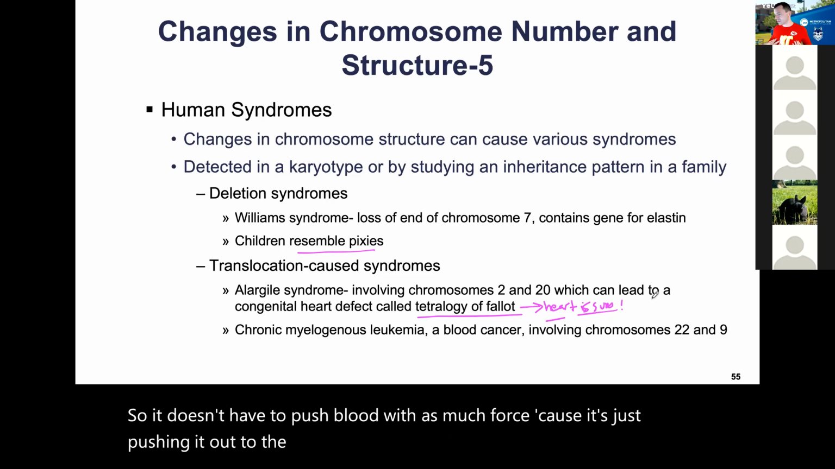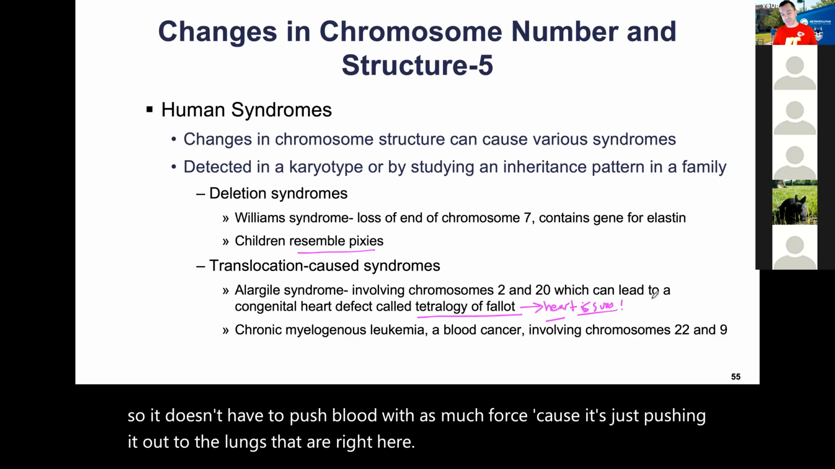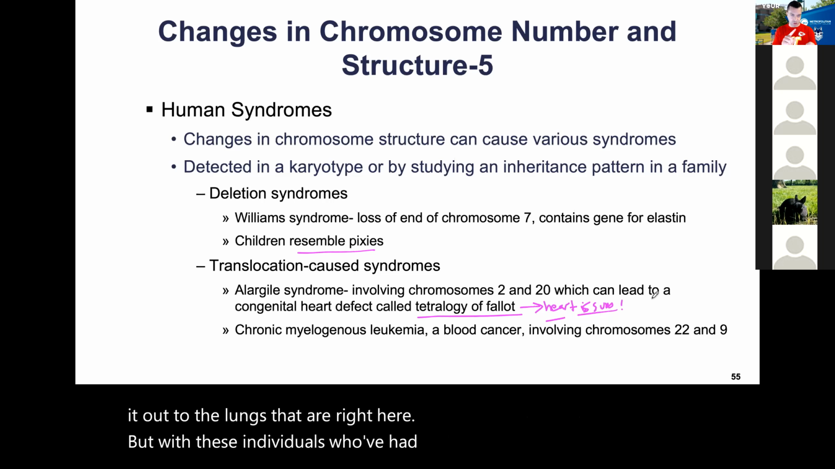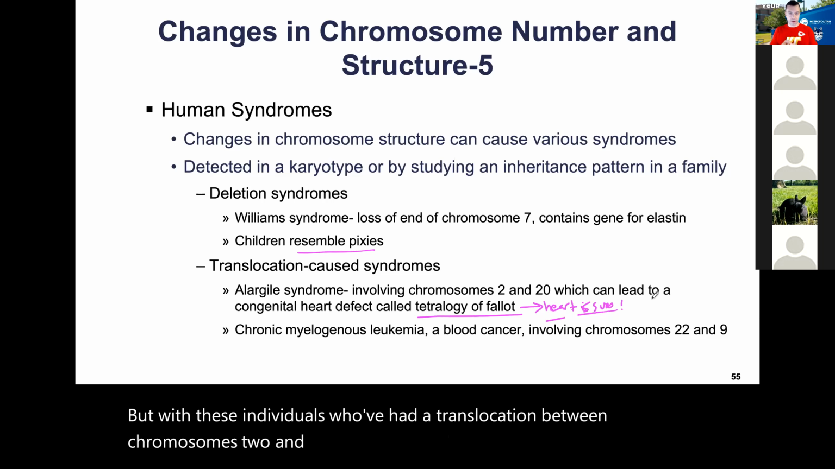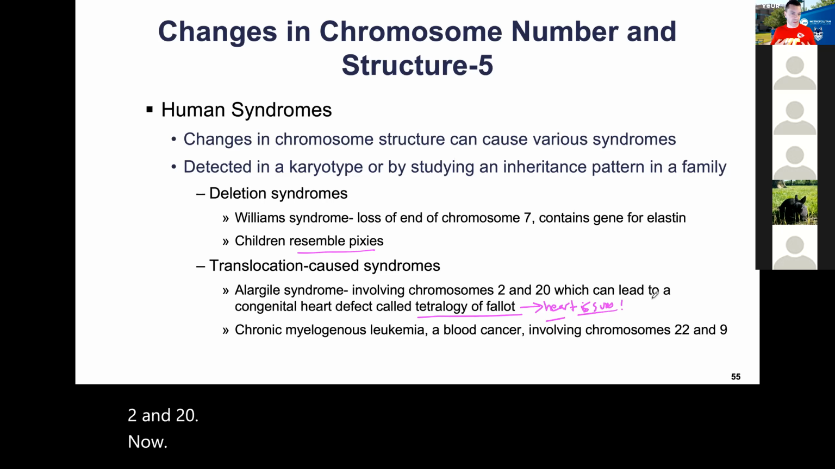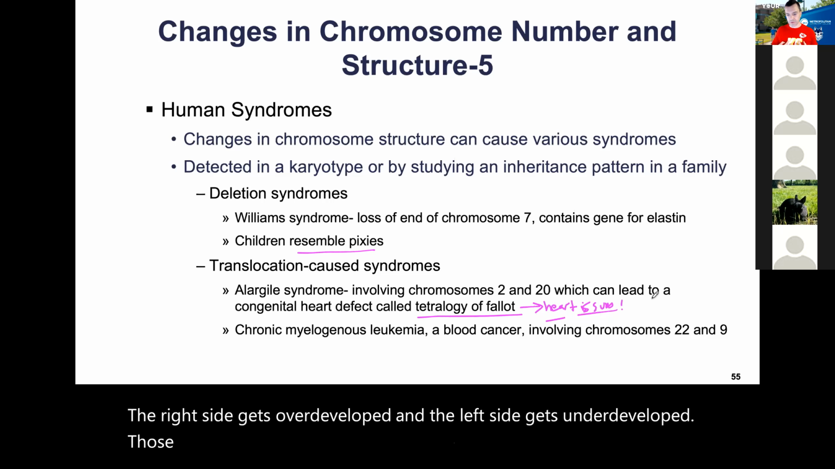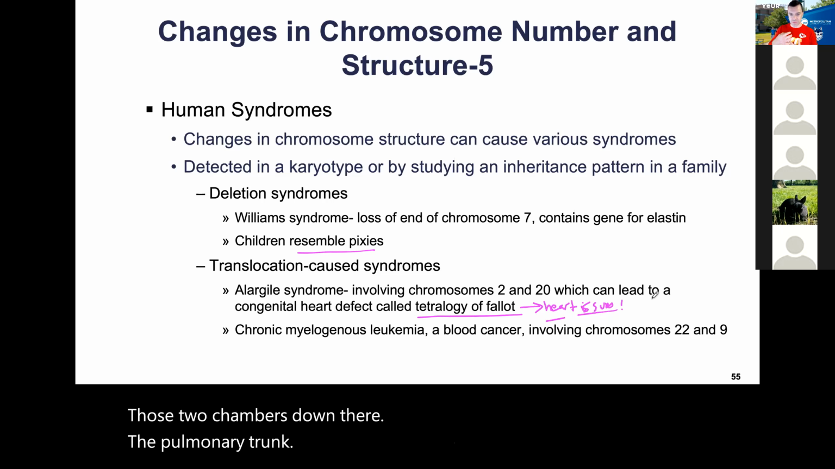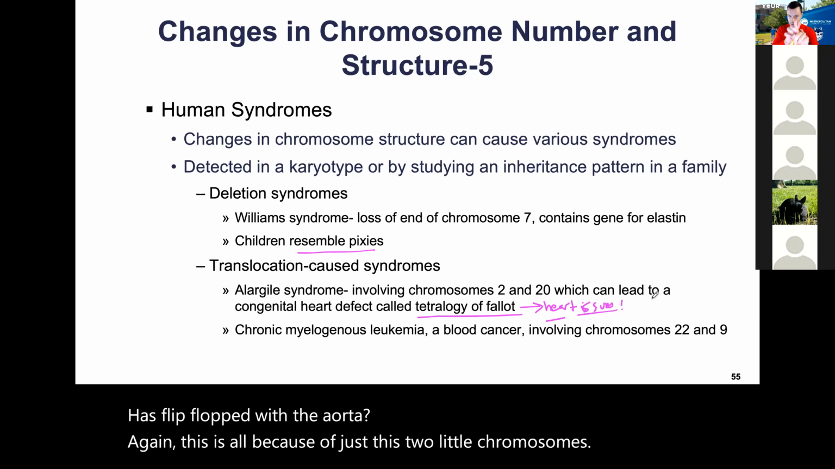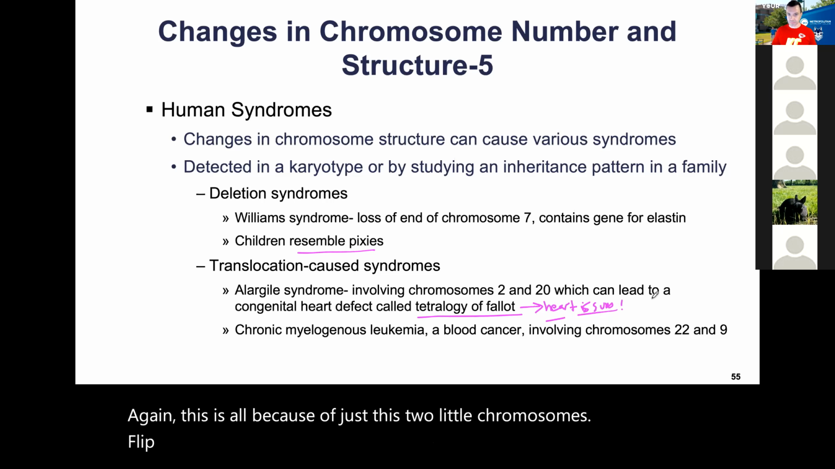But with these individuals who've had a translocation between chromosomes 2 and 20, now the right side gets overdeveloped and the left side gets underdeveloped, those two chambers down there. The pulmonary trunk is flip-flopped with the aorta. Again, this is all because of just these two little chromosomes flip-flopping material.